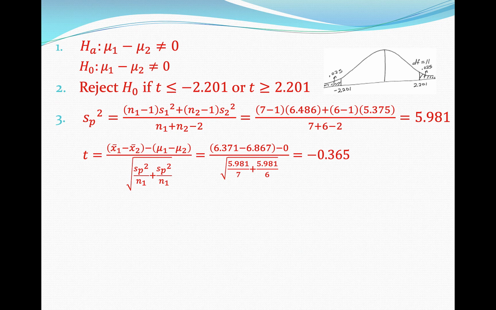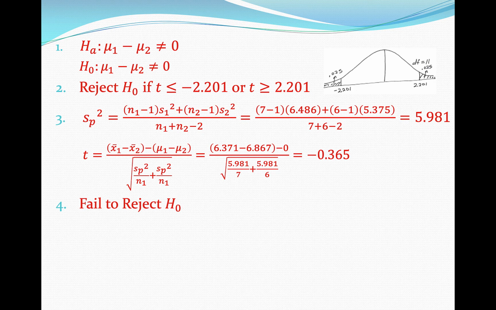To give ourselves some more room, I'm going to move over here. But now we have our rejection region. We now also have our test statistic. So now we can make our decision. To make our decision, we're going to see if our test statistic is within our rejection region. So we're looking to see if negative 0.365, that's our test statistic, is in our shaded region, our rejection region in step 2. And we can see that it is not. Negative 0.365 is not less than or equal to negative 2.201, and it is not greater than or equal to 2.201. So therefore, we fail to reject H0.